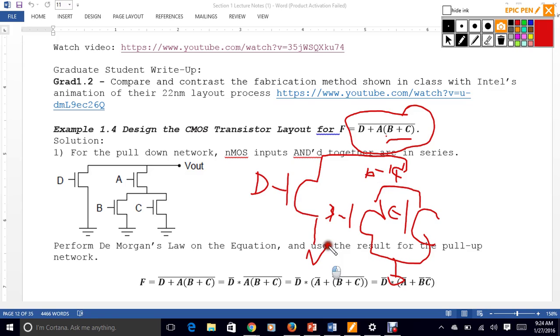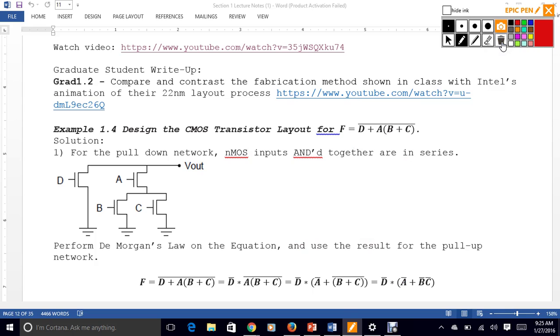So then, in this case, how does the pull-up network work? So we have B or C. How does that work in the PMOS? If they're in parallel in NMOS, they're in series in PMOS, correct. So then it's going to look like this. You're going to have B and then C in series. And now that is ANDed with A. So what are we going to do with that? Parallel. So that's going to be in parallel here, and this is going to be A.